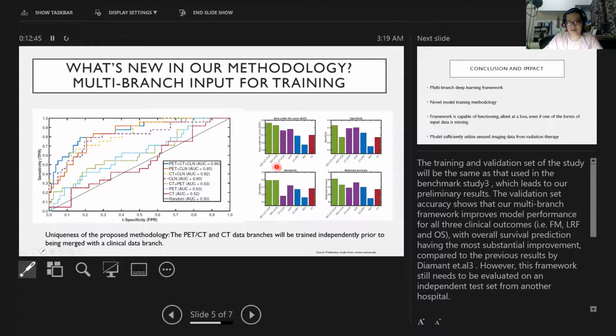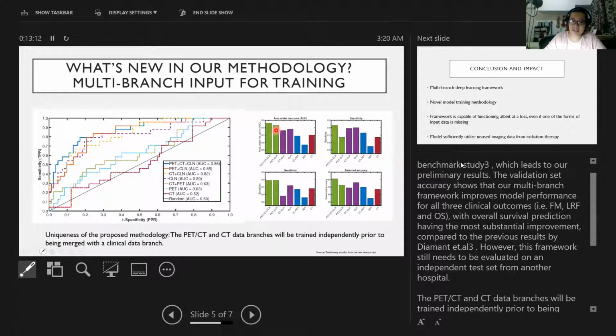Okay, so here are some preliminary results that will need further work for the testing data. For the training and validation set of the study, we use the same data as the benchmark study, as I mentioned before. These data led to these preliminary results. So the validation set accuracy shows that our multi-branch framework improves model performance for all 3 clinical outcomes.